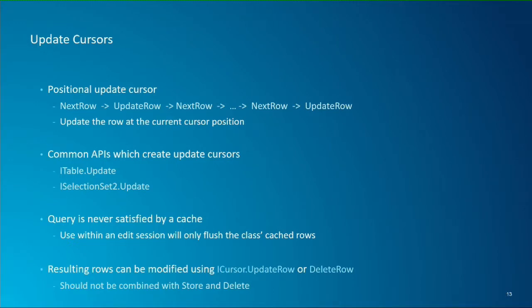Update cursors. An update cursor is a positional update cursor. The typical usage pattern is, once you get the update cursor, you call next row, then you get the row object and you can call update row on it. Then you go next row, you get the next row object back, and you can call update row on that row object. So you're only able to update the rows that are at the current position when you're iterating through your update cursor. That's why it's called a positional update cursor.